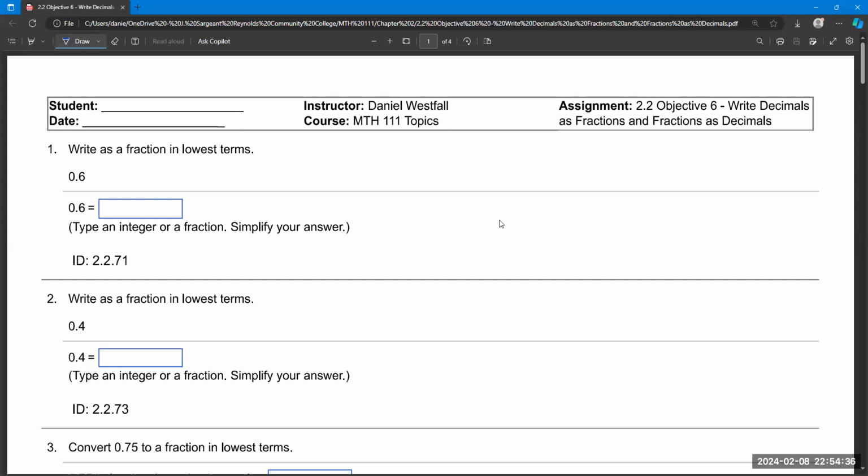If you can read place values, which we should be able to at this point, this is 6/10. So we'll write it as 6/10 and then reduce that fraction. Both are even numbers. We'll write that as 3/5. That's what it means when it says simplify your answer: reduce the fraction. So this is 3/5. The next one is 4/10. So we write that as 4/10 and reduce that fraction to 2/5.